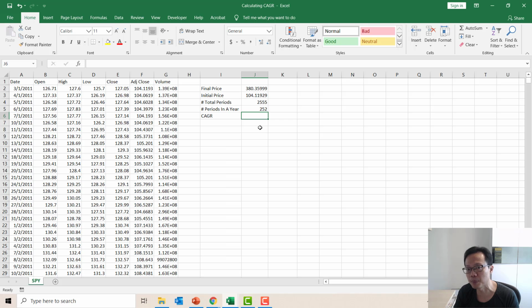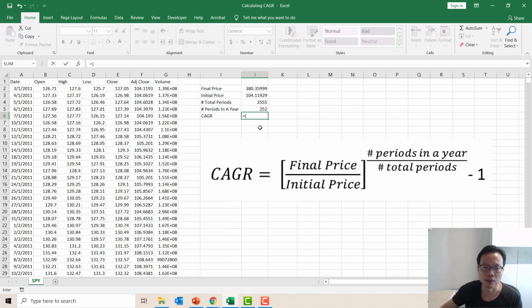So with all these components in place, we can now calculate our CAGR easily. Equals the final price divided by the initial price, and this entire thing we're going to raise to the power of the number of periods in a year, which is 252. That's the number of trading days we have in a single year, and divide that by the total number of trading days in this entire data series, which is 2555. Close out the entire thing and subtract 1, then we can enter.